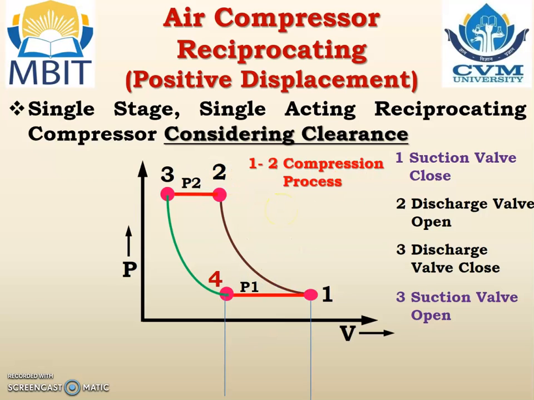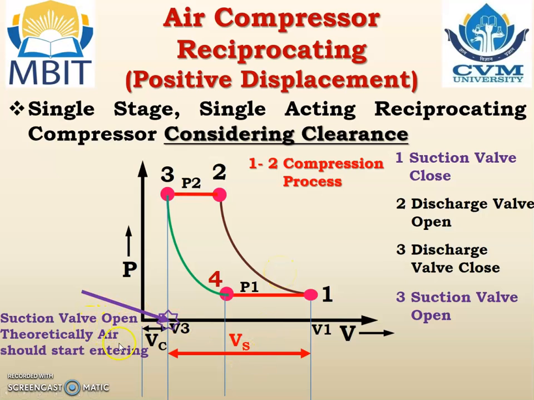Now let us see. 1-2 is a compression process. So let us find out the volume at each point. This is the V3 point. This is known as the clearance volume because the piston never moves left hand side of point number 3. So that is known as the clearance volume, VC. This is V1, that is the total volume of the cylinder. So we can say that the swept volume of the cylinder is V1 minus V3, and this volume is known as the swept volume of the cylinder because the piston moves from point number 3 to point number 1. So it is the swept volume.